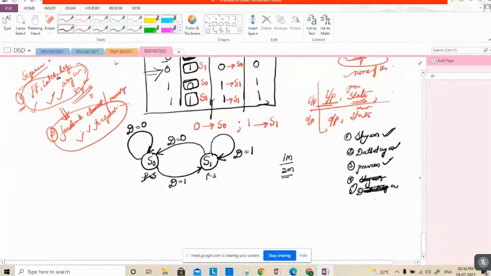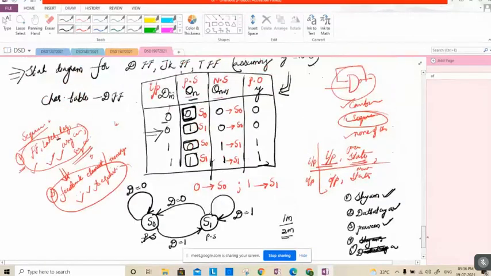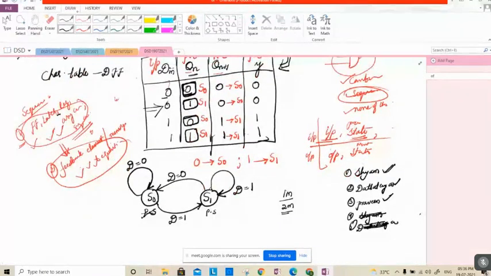We have output also, right? Mark the output also. For this, what is the output? S0, D is equal to 0, the same S0. What is the output here? 0, sir. Next, what is the output here? S0, D is equal to 1. The next state is S1. What is the output? 1, sir.